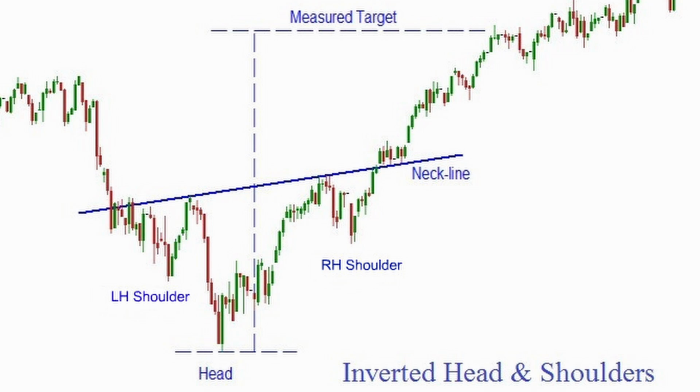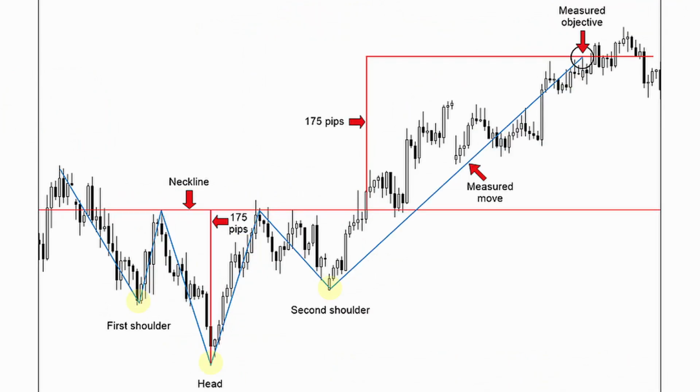Traders typically enter a long position when the price breaks above the neckline. A stop-loss order is often placed just below the right shoulder to manage risk. The target price is usually estimated by measuring the distance from the head to the neckline and projecting it upwards from the breakout point.